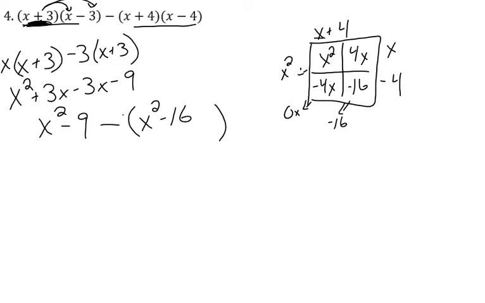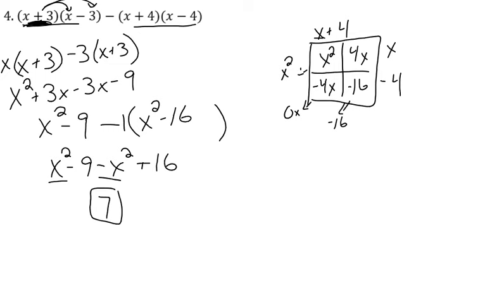To subtract, I need to distribute that negative 1. X squared minus 9 minus x squared plus 16. X squared minus x squared is 0. 16 minus 9 gives me 7. So that original expression is equivalent to 7.